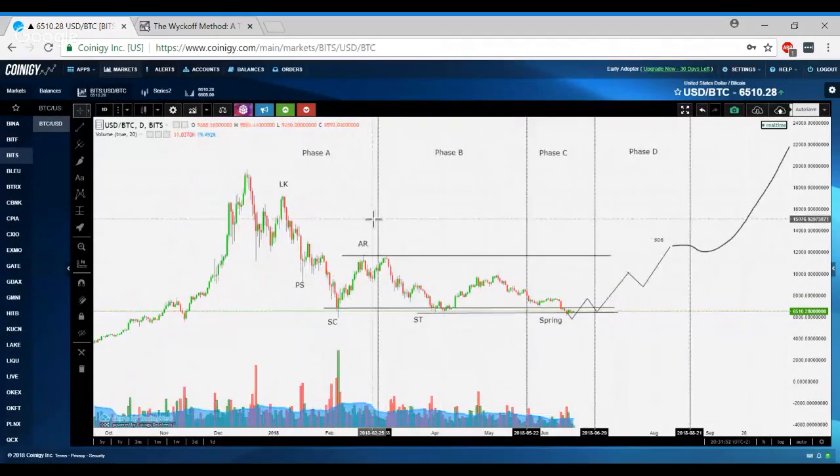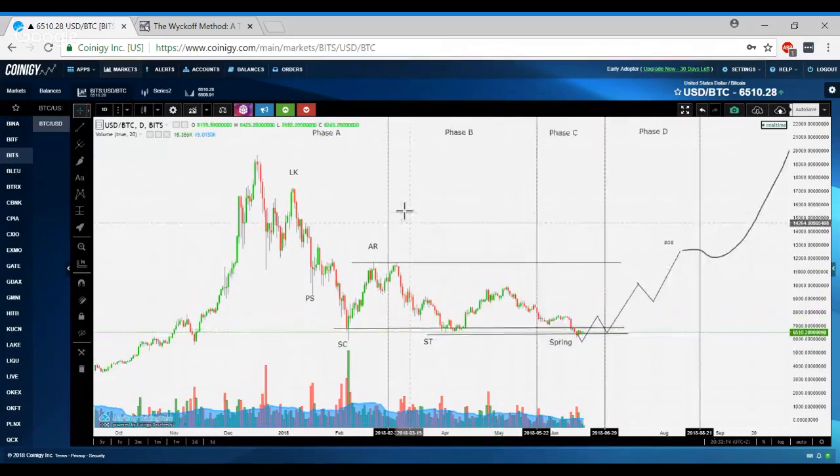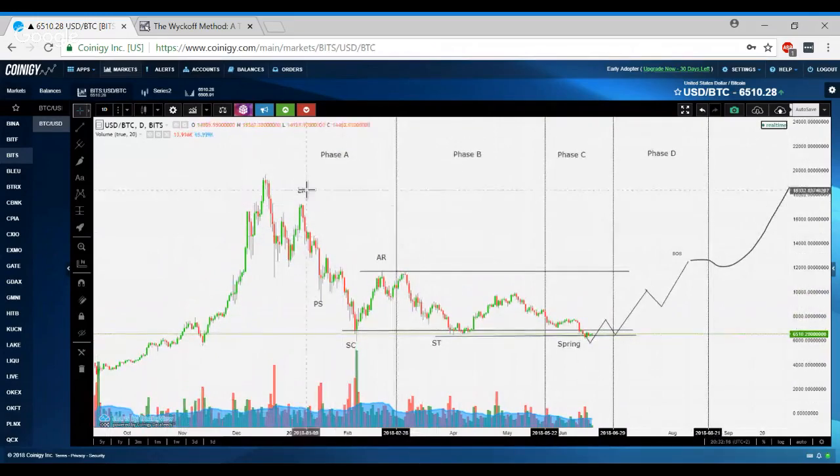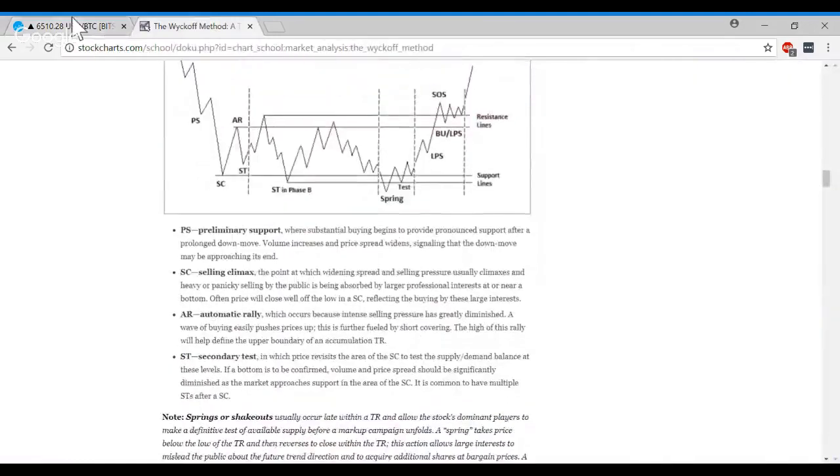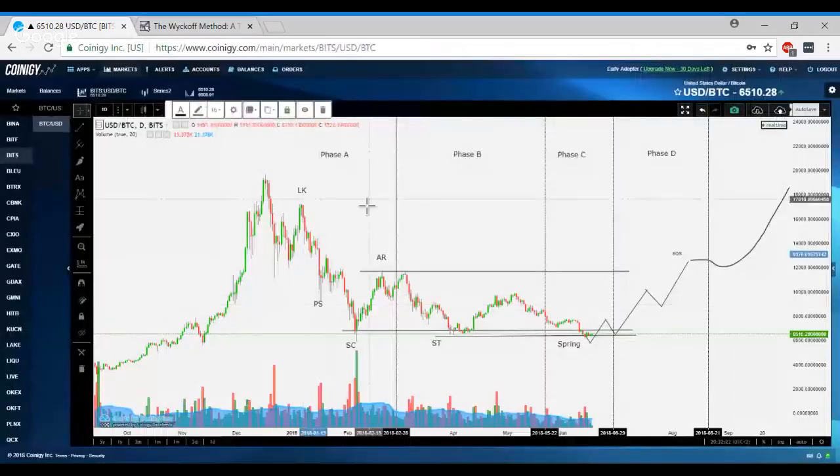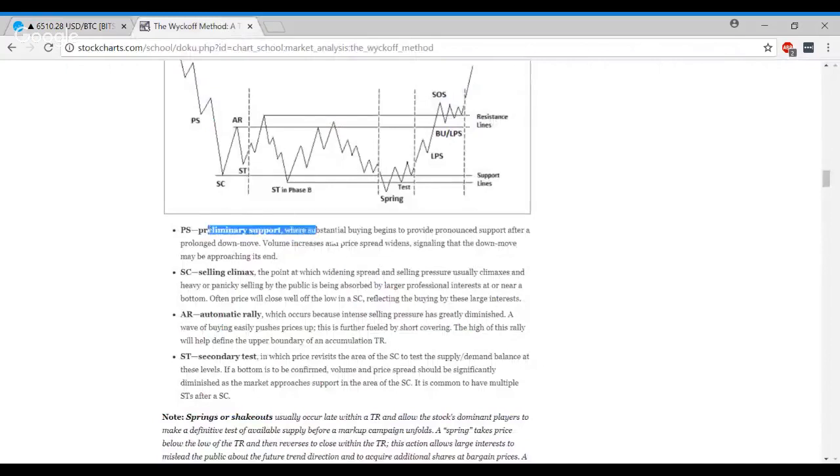We're going to start off with a Bitcoin chart on the daily. That way we can keep a clear oversight of everything that has happened and that is happening. Let's go over phase A, B, C, and D one by one so I can explain what this all means. Obviously, we're going to start at the very start, phase A.